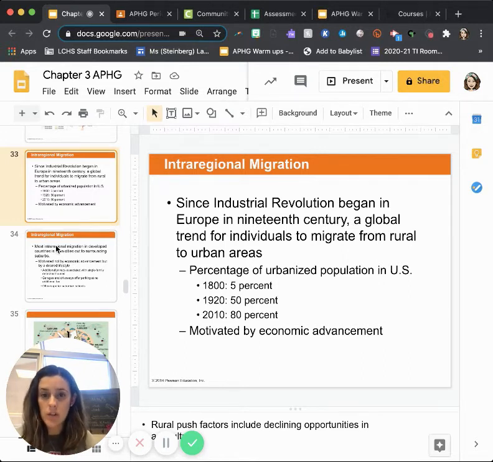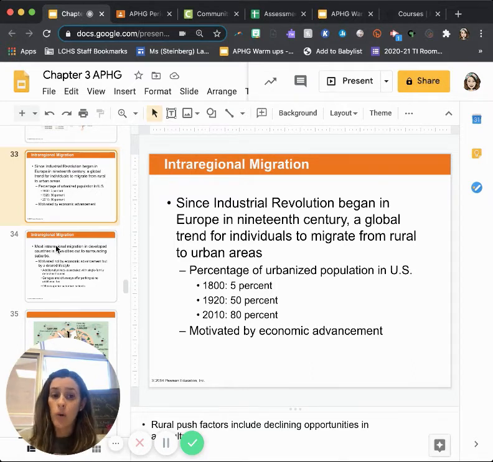Okay, so since the Industrial Revolution began in Europe in the 19th century, a global trend for individuals to migrate from rural to urban areas has occurred. Looking at the change in the urbanized population over time is really interesting. In the United States in 1800, only 5% of the US population lived in urbanized areas. By 1920, that percent grew to 50. And by 2010, we see 80% of the population in the United States living in urbanized areas.